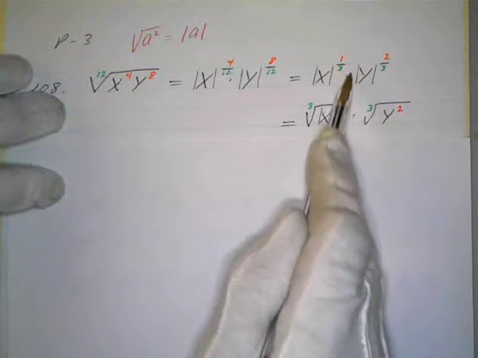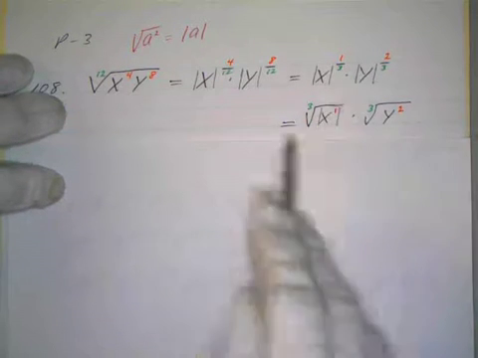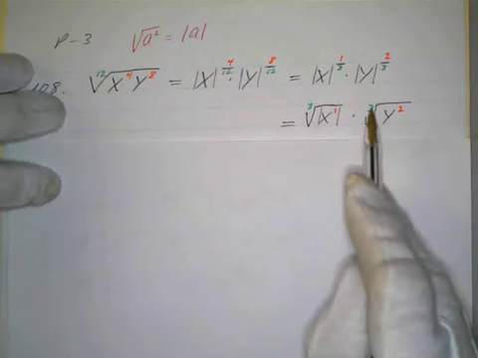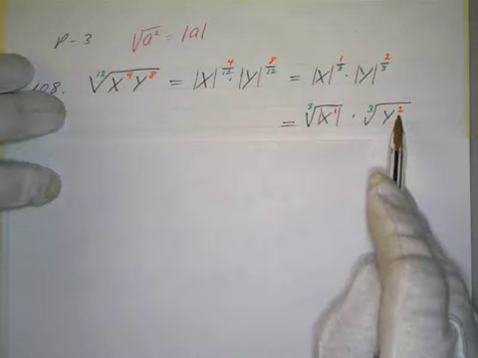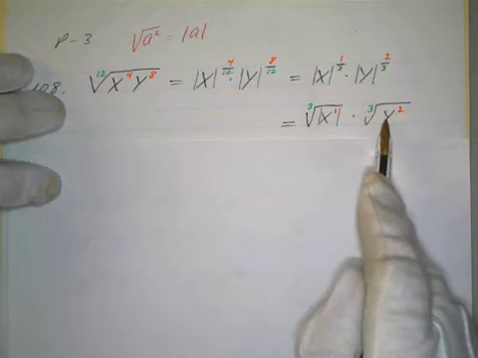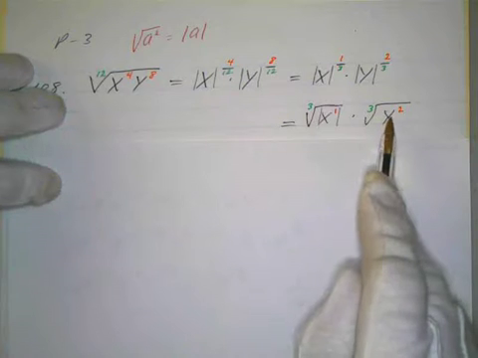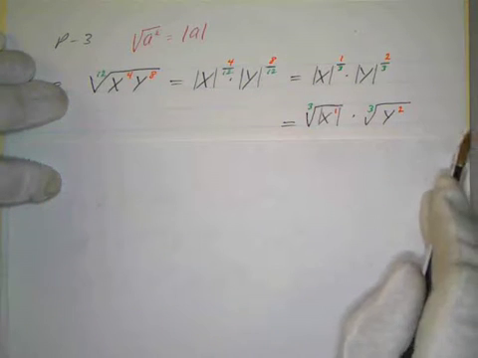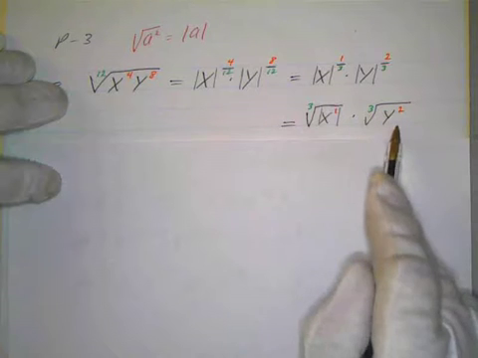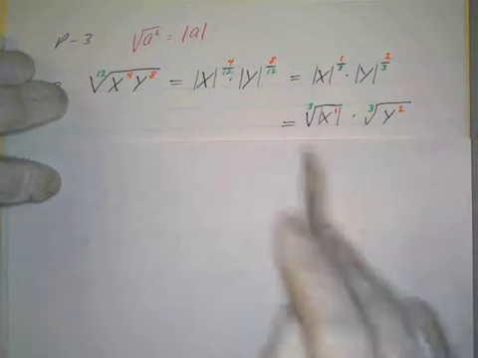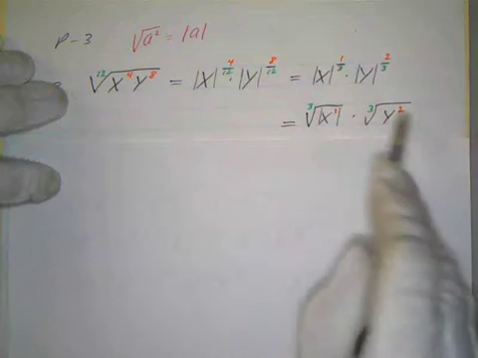And then I wrote this in radical form. So this was the cube root of x to the first power, and this was the cube root of y squared. Now, when I have it in this form, I don't need the absolute value because y squared is always positive. So I don't need to write the absolute value of y squared. That would be redundant, because this will always be a positive number. So you don't need the absolute value bar if you know you're going to have a positive number.